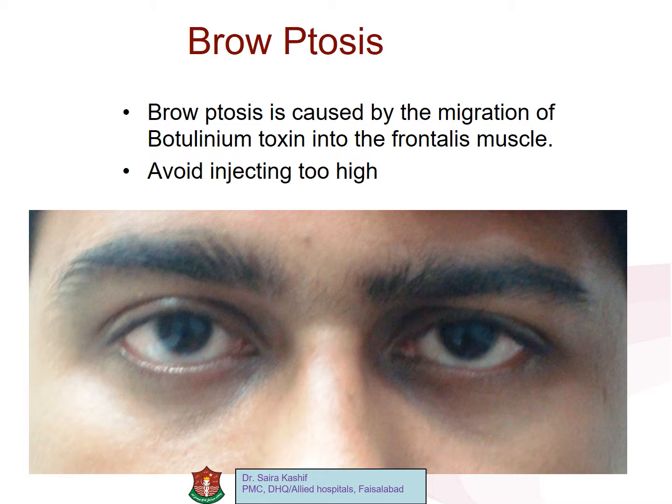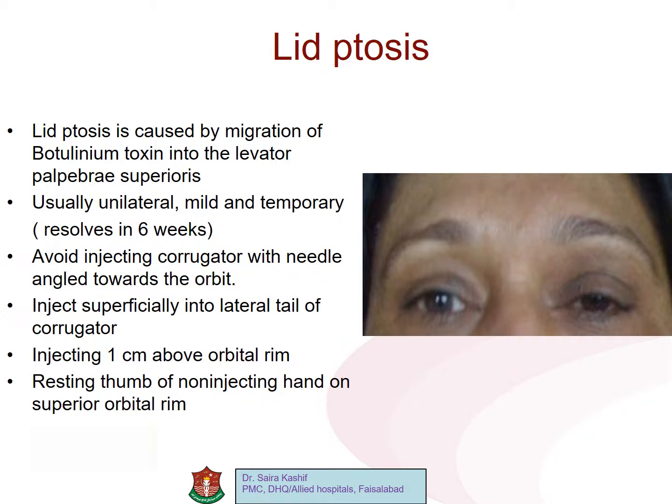There is brow ptosis. We have to elevate the brow. So what are you going to do? We can inject the depressor. Here the superior lateral part of the orbicularis oculi is the depressor of the brow. If you inject here, the brow will rise.